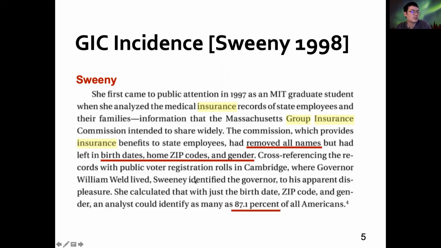By doing that, when you do a join, if you know what a database join is, on these two tables, some of the people are uniquely identified by these three attributes. So this is what's happening. Actually, the governor's record is identified, including the governor's health condition. And when you calculate, about 87% of all Americans can be uniquely identified just using the release table. So that's quite an issue.